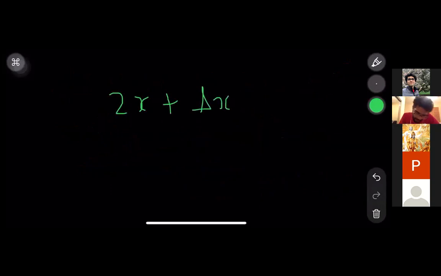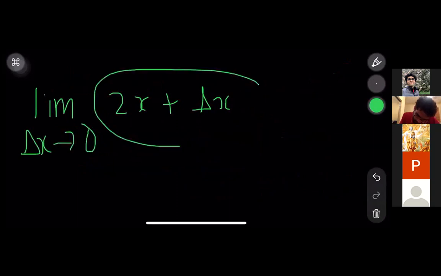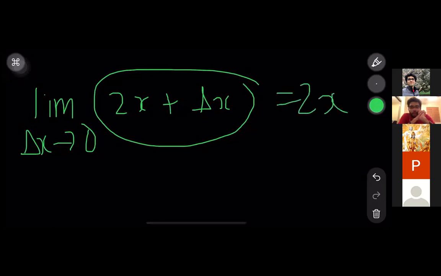But this whole formula is while limit delta x goes to 0. So what happens to this guy when delta x goes to 0? What happens to this whole equation when delta x goes to 0? 2x plus delta x, it becomes 2x, right? Because delta x is really small. It gets smaller and smaller and smaller.